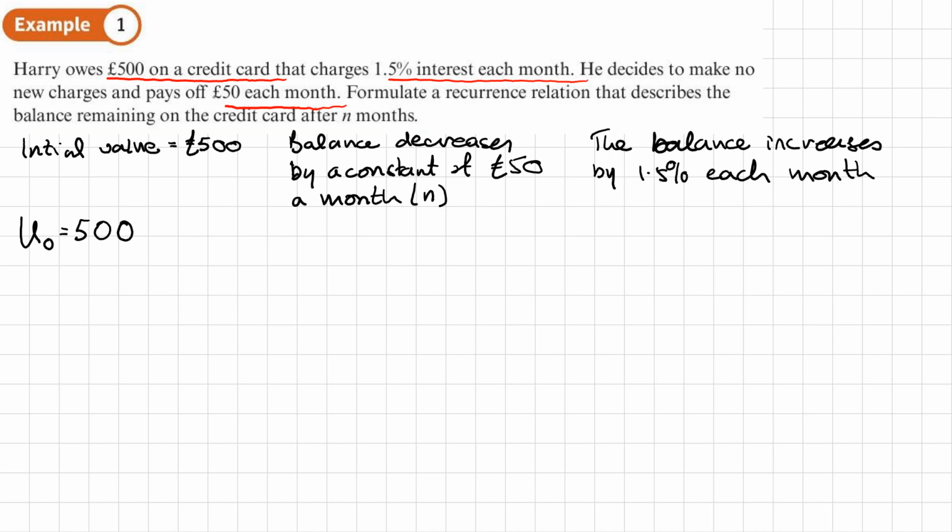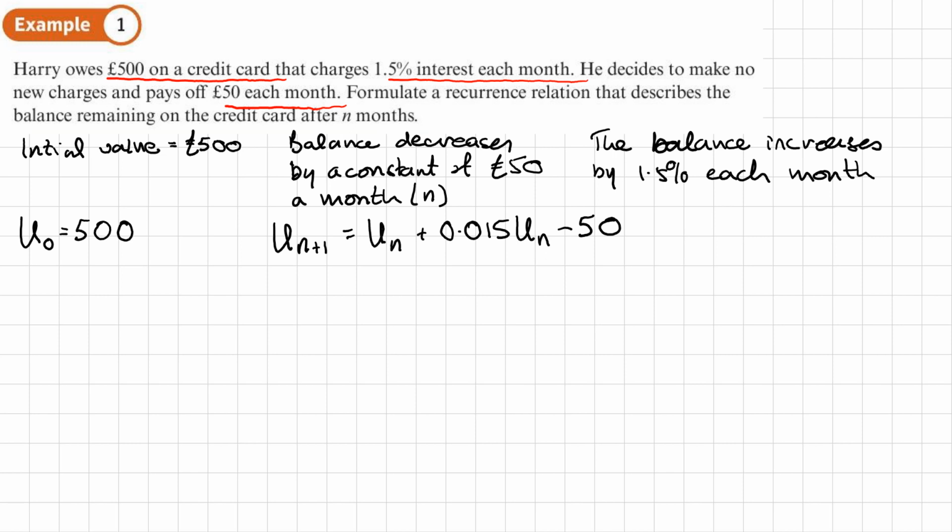And if I'm turning all of this information into a formula, I would say the balance in the next month is going to be the balance in the previous month plus this increase of 1.5%. So whatever the balance was, plus 1.5% of the same balance, okay, that's the increase, but we're taking off this £50 every month.